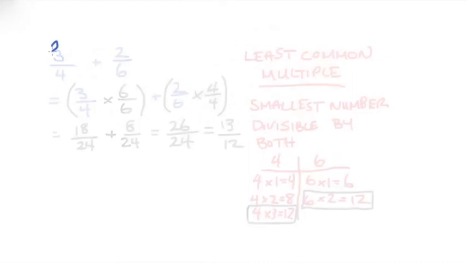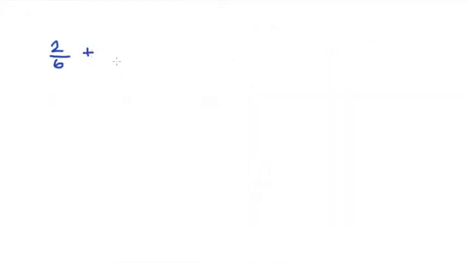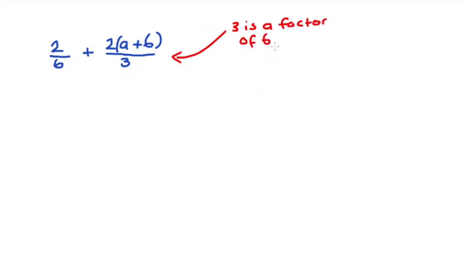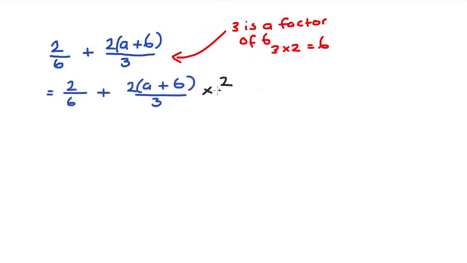All right, so I have 2 more examples that are a little different. Let's take 2 over 6 plus 2 times (a plus 6) over 3. So here I've introduced some parentheses and a variable in the numerator of one of our terms. Now for this sum, the first thing to note is that 3 is a factor of 6, since 3 times 2 is equal to 6. So in this case, I can multiply our second fraction by 2 over 2. If I do that, then I get 4 times (a plus 6) over 6.